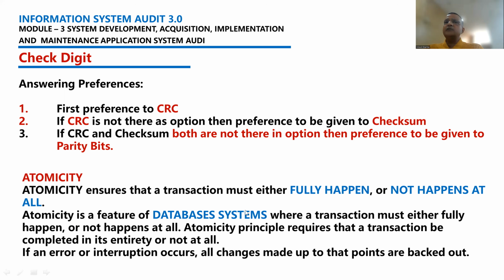So atomicity is a feature of database systems where a transaction must either fully happen or not happen. The atomicity principle requires that the transaction should be completed in its entirety or not at all. If an error or interruption occurs, all changes made to that point are backed up. Which means that if during the transaction anything happens, then the transactions are rolled back to the previous state.